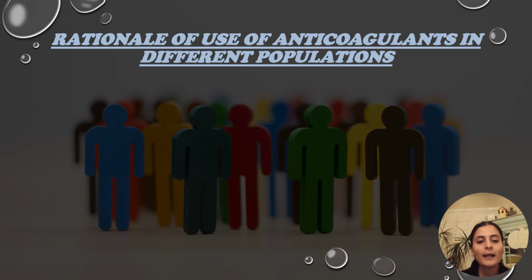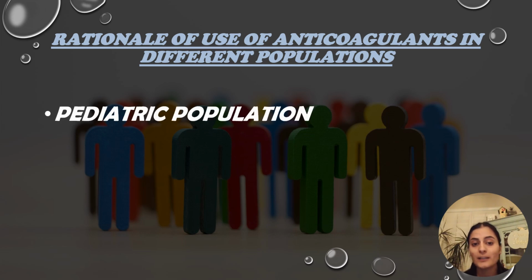And if we're talking about adults, anticoagulants are commonly prescribed to prevent and treat conditions such as deep vein thrombosis, atrial fibrillation, and following any orthopedic surgeries to prevent clot formation. So in adults, the goal is to reduce the risk of stroke, pulmonary embolism, and other clot-related disorders.